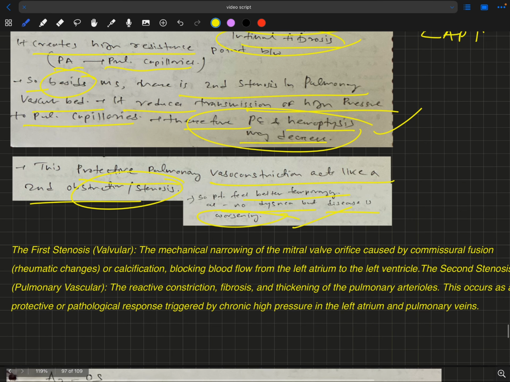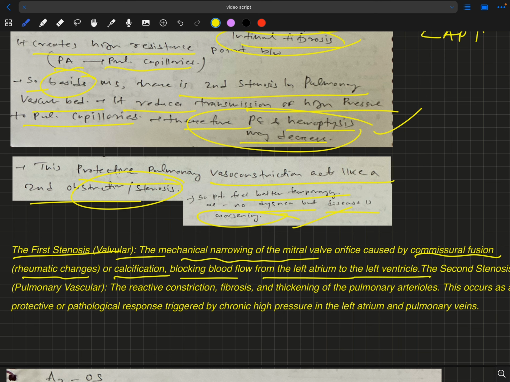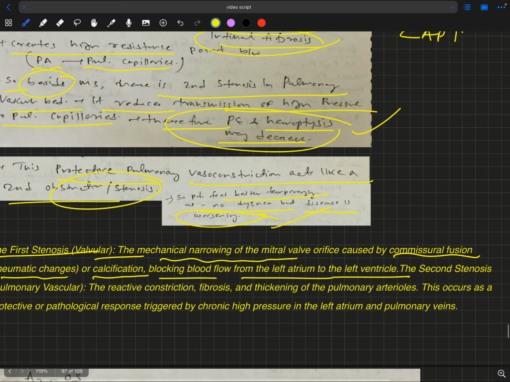Okay. So the first stenosis was valvular, the mechanical narrowing of the mitral valve orifice caused by commissural fusion, rheumatic changes or calcification. That was blocking blood flow from the left atrium to the left ventricle, leading to volume overload inside the left atrium. The volume overload in the left atrium leads to an increase in left atrial pressure. Left atrial pressure is transmitted towards the pulmonary capillaries.